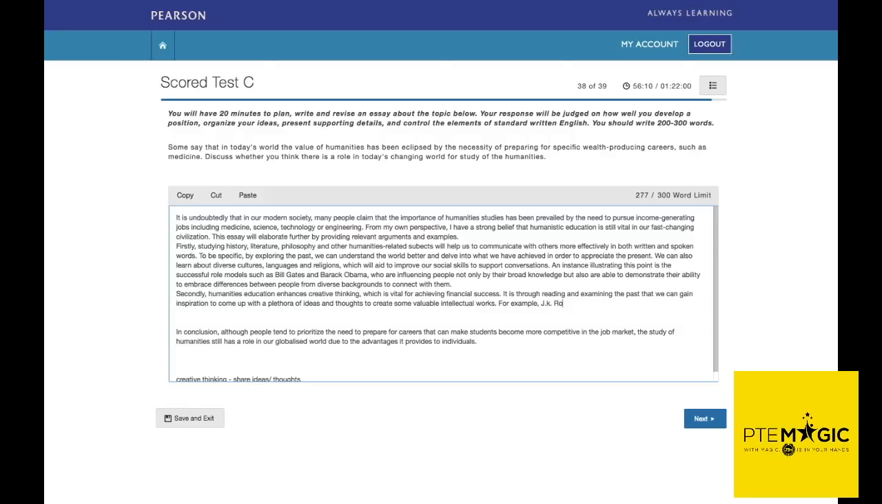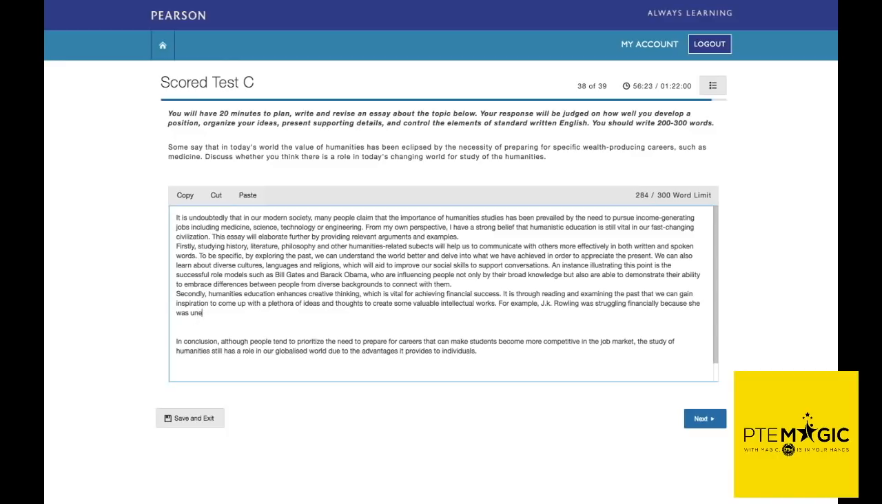For example, J.K. Rowling was struggling financially because she was unemployed while writing Harry Potter. However, later she became one of the richest women in the United Kingdom. I think that's enough.